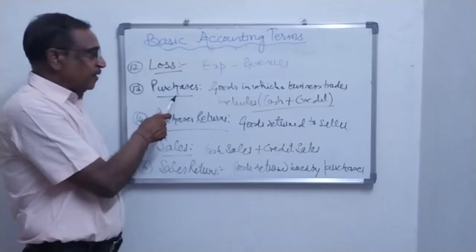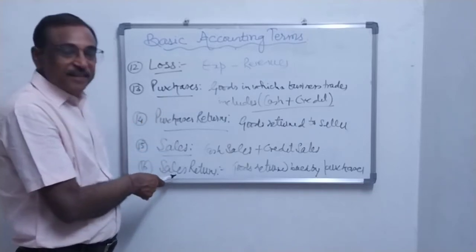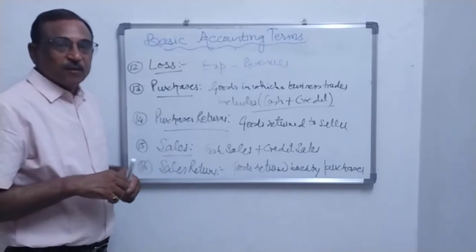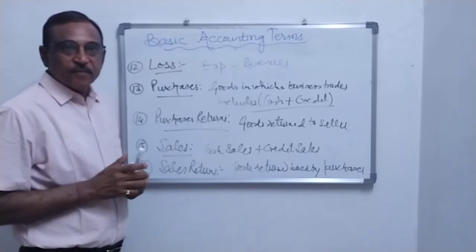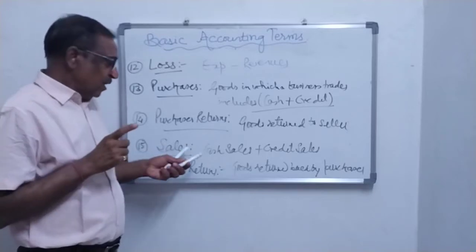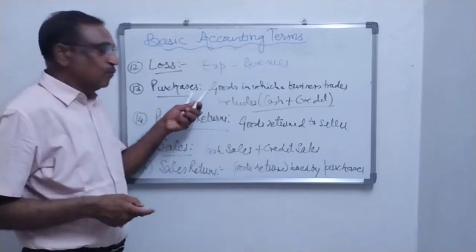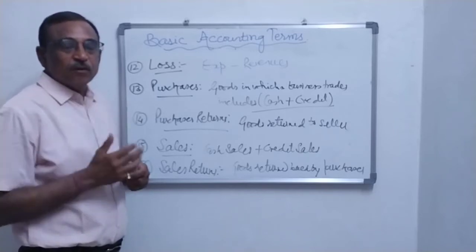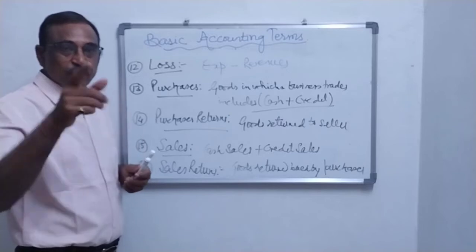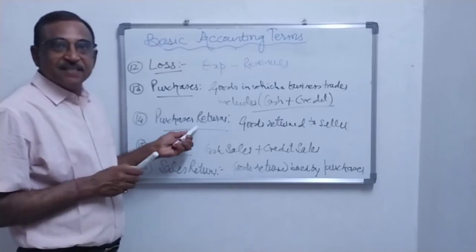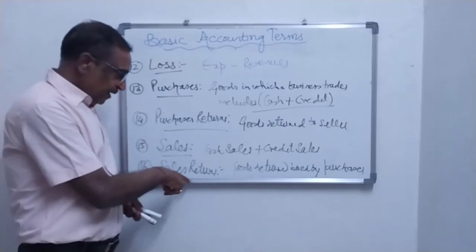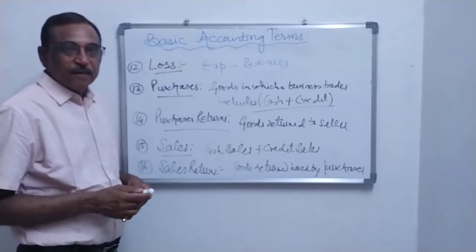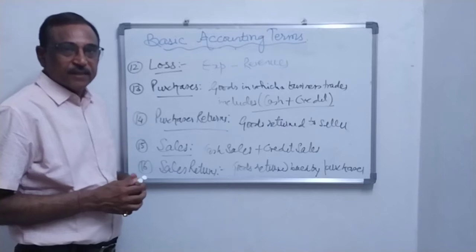For one party it will be a purchase return, for the other party it will be a sales return. For example, I sold goods worth 1 lakh to you. So my sales was 1 lakh and your purchases was 1 lakh. But out of that you returned me goods worth 20,000. So for you it will be purchase returns. For me it will be sales return. Okay? Simple. Now we move on further.